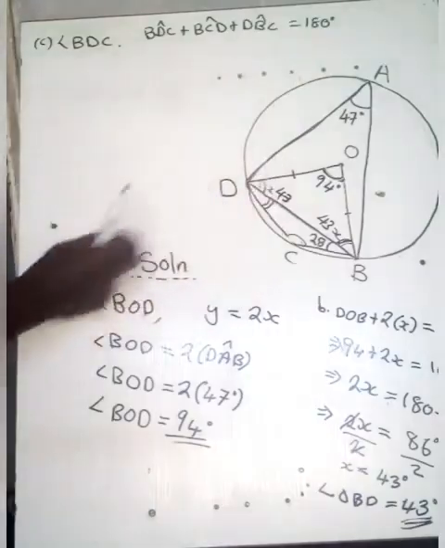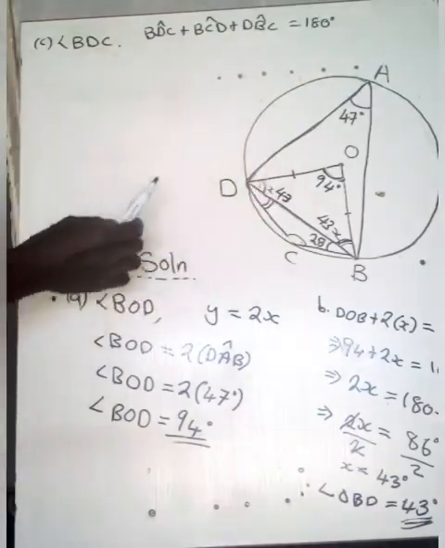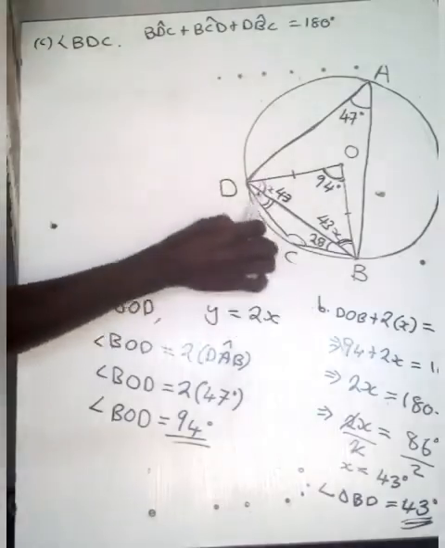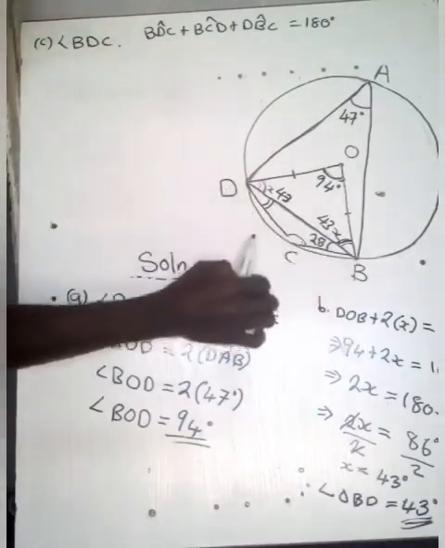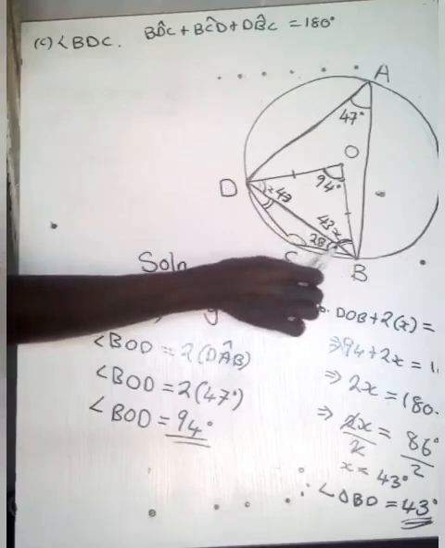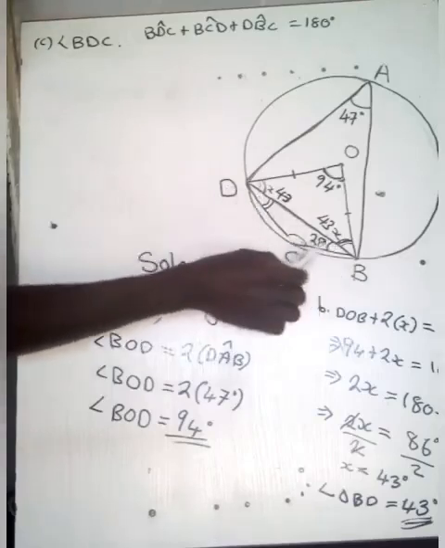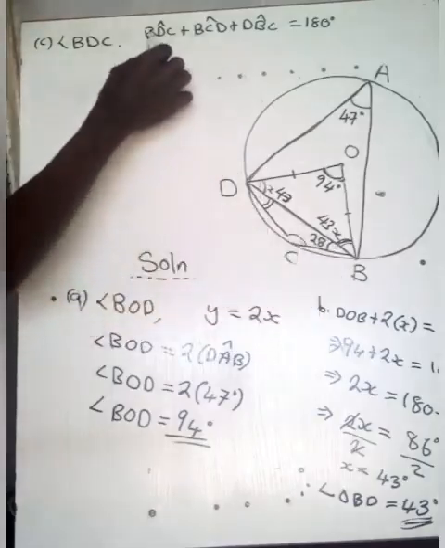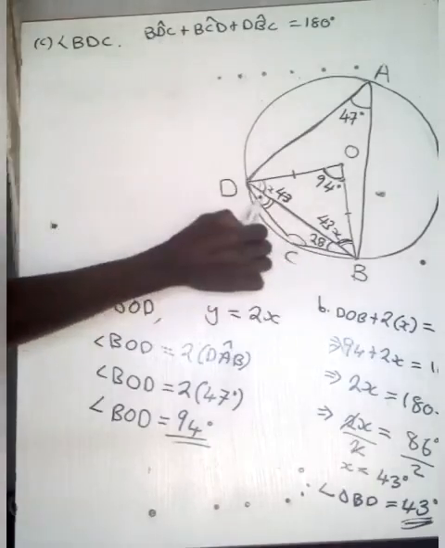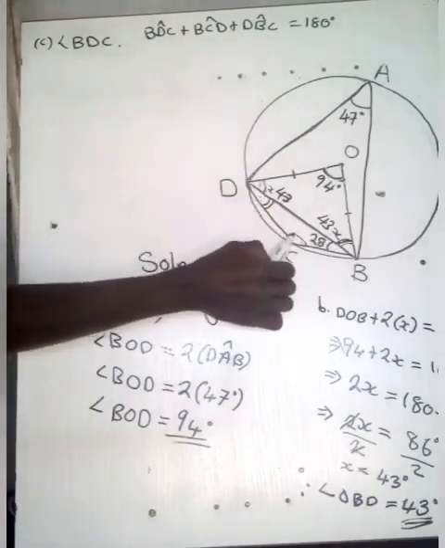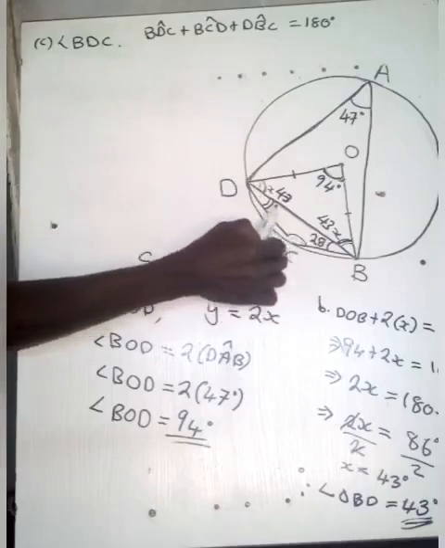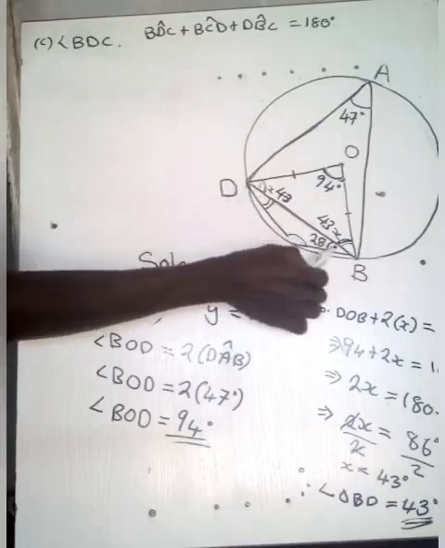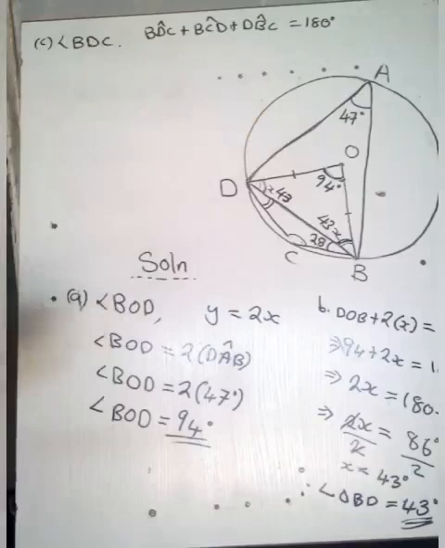So these are the angles in a triangle. What triangle are we considering? We are considering this small triangle DBC. So when I add this angle, which is BDC, plus this angle, BCD, plus DBC, that angle, they should give me 180.